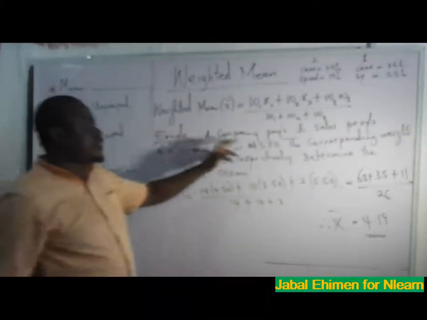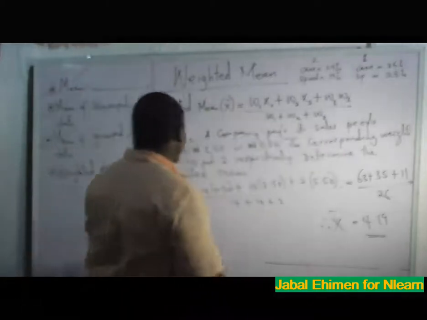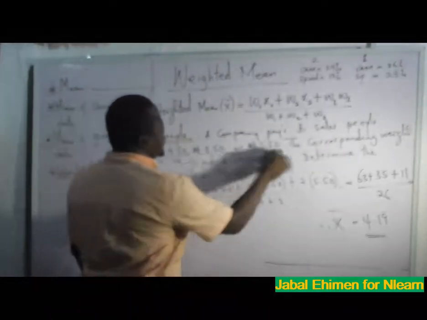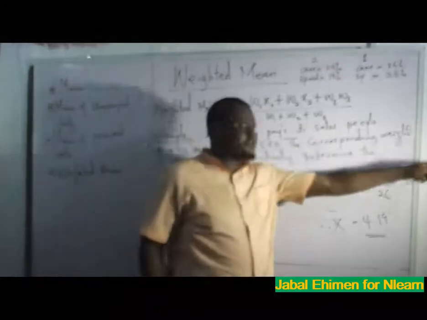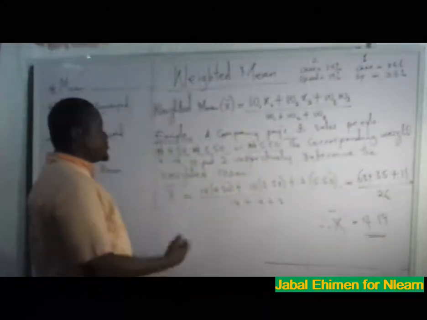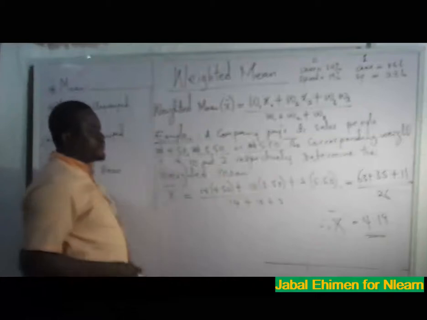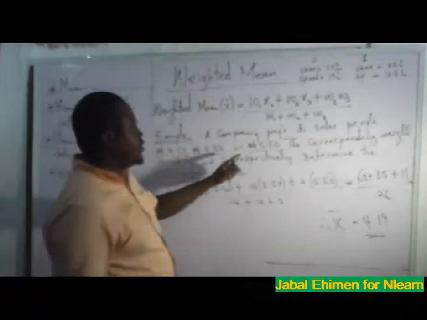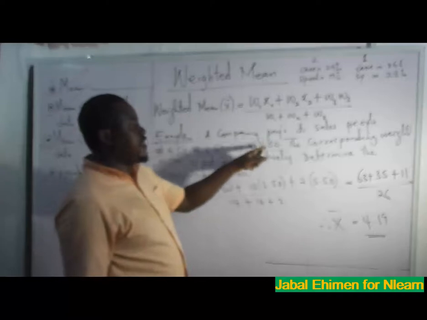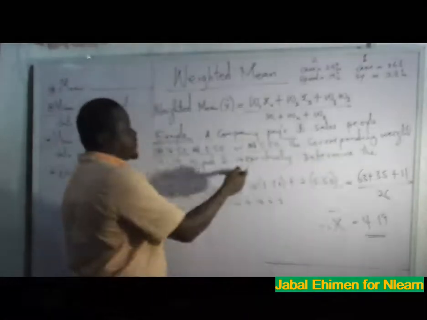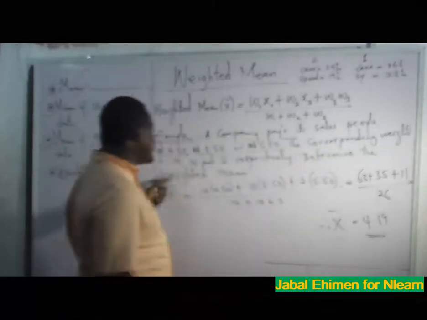Now, example: a company pays its salespeople this, and they pay this. It said the corresponding weight, meaning corresponding weight is 14 for 4 naira 50 kobo, 10 for 3.5, then 2 for 5 naira 50 kobo, which is corresponding. It said the corresponding weight is this, respectively. It said determine the weighted mean.